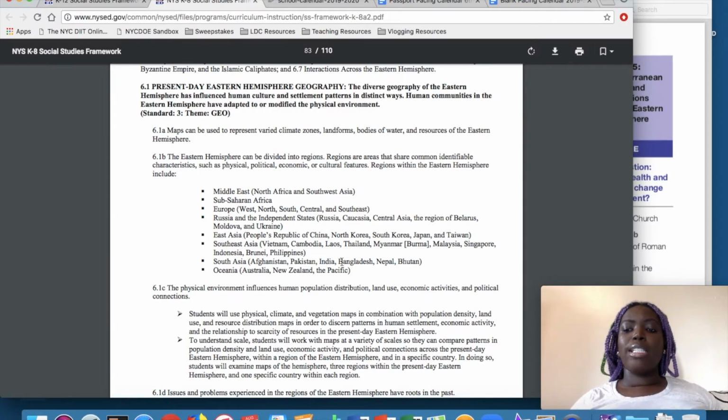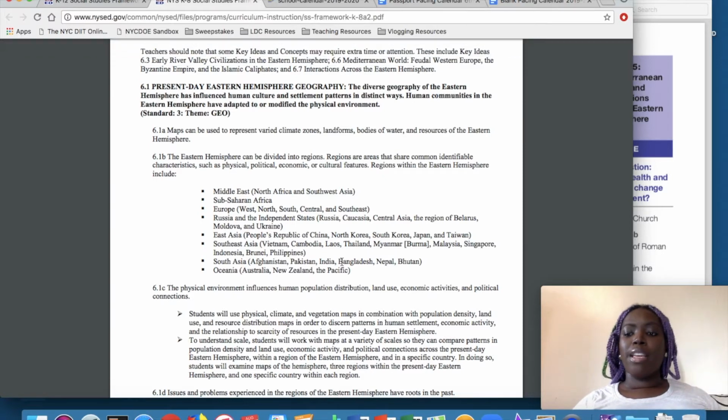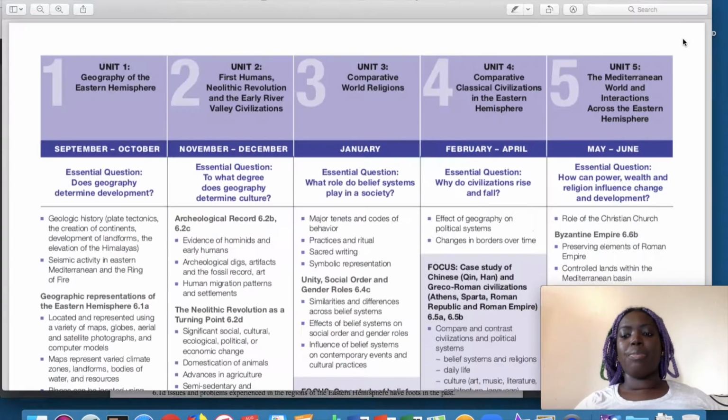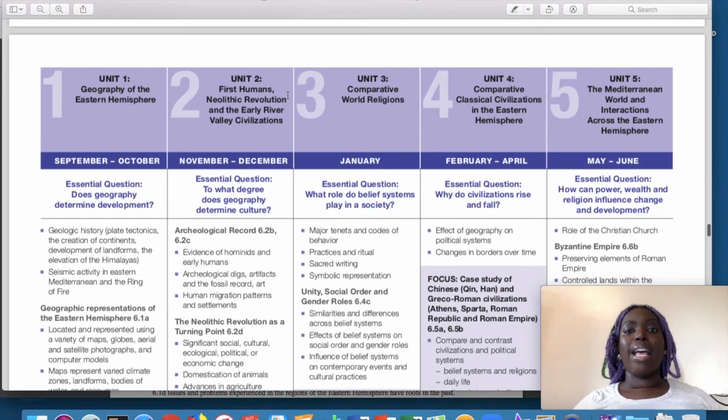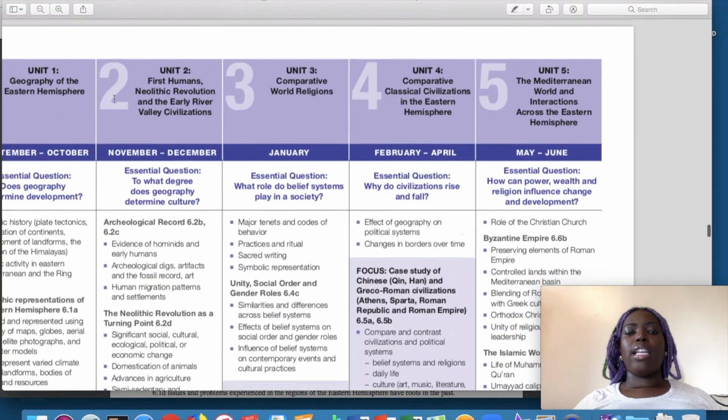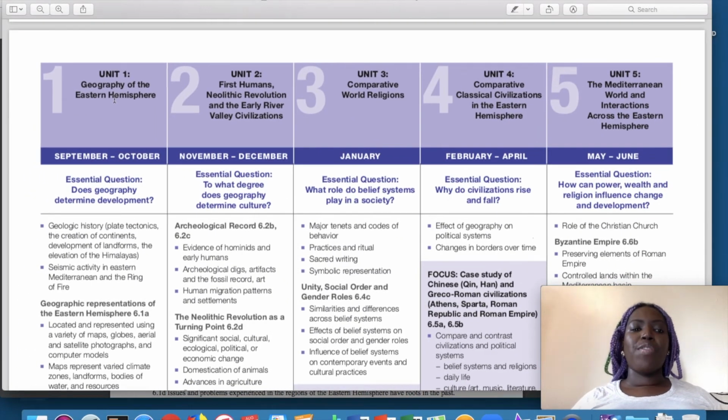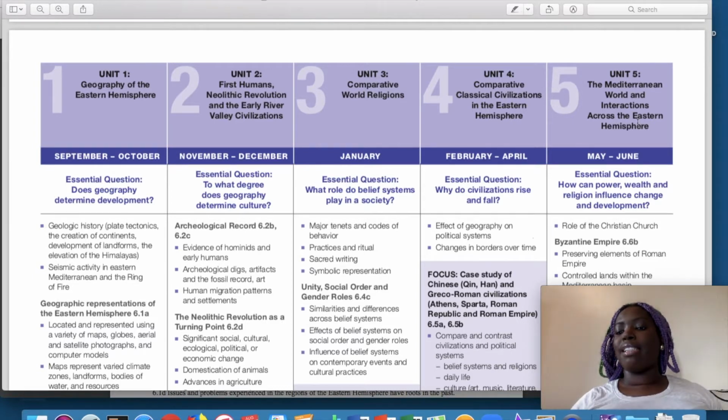Scope and sequence is New York City's way of saying it is a pacing calendar, per se. It's just not very detailed. And this is the New York City scope and sequence for social studies. So in social studies, the way New York City has it is 5 units for the entire school year. So I said it was 7 standards. So units 1, 2, 3 are each a standard, and they combine 4 and 5 and 6 and 7.